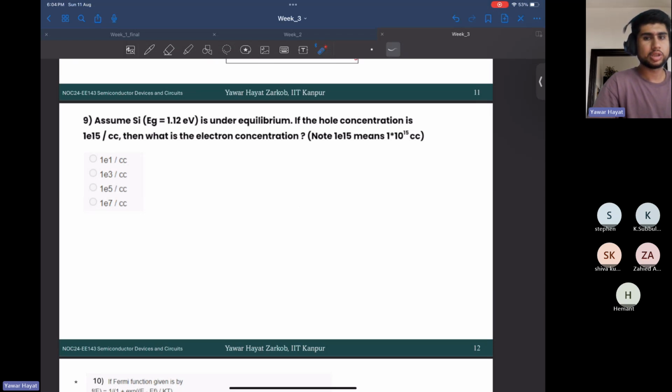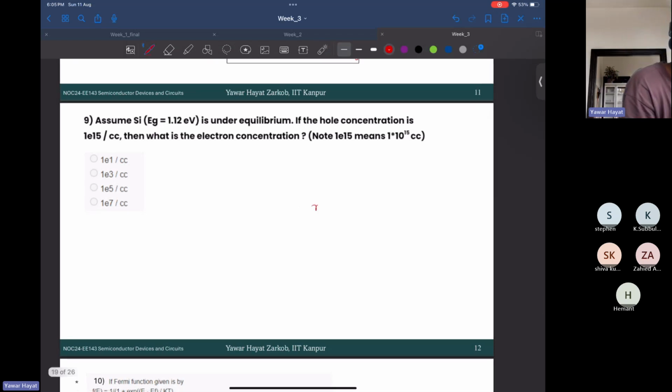So now if the hole concentration is 1E15 per centimeter cube, then what is the electron concentration? Pretty simple, right? We are given that the equilibrium is established. So we would use the law of mass action, right? So if we use the law of mass action, which is np equal to ni squared, right?